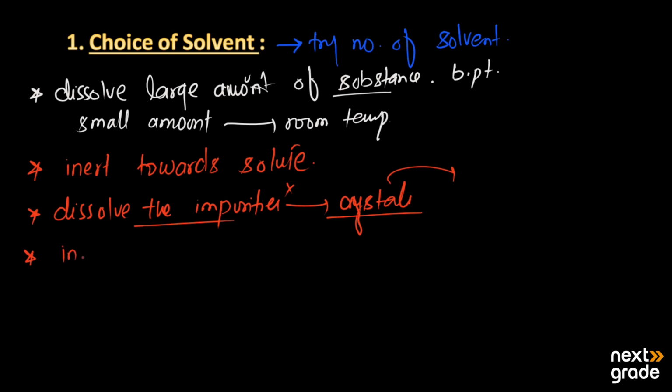Next, it must be inexpensive because we are going to use it in a large quantity, and it must be safe to use. Means it must not be dangerous and it should be easily removable. So these are the main properties that tell how we can choose a better solvent for the preparation of the saturated solutions.